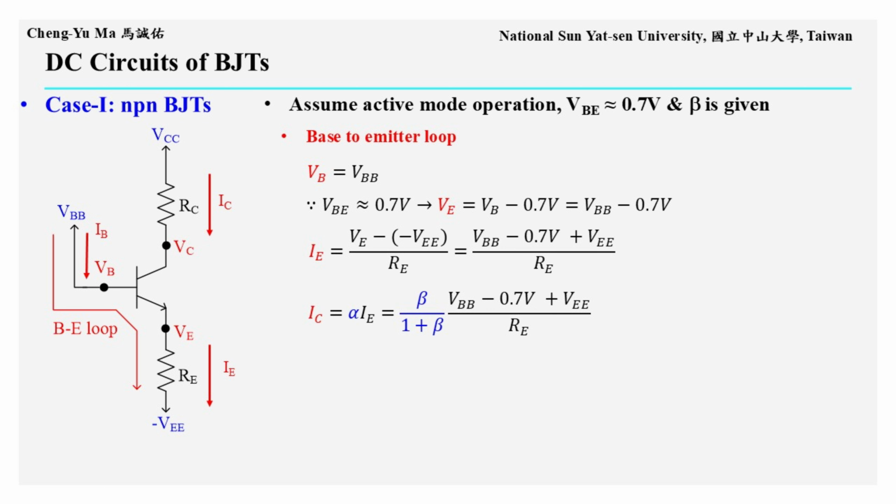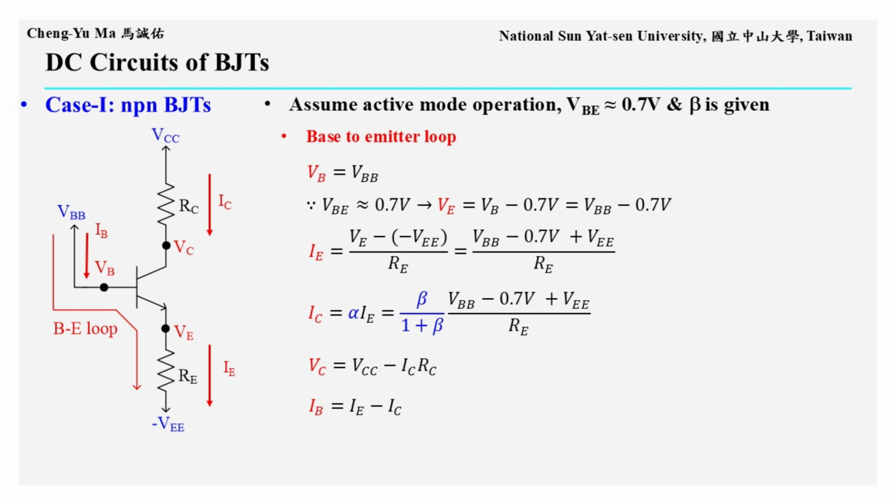IE equals the voltage across RE divided by RE. The voltage across RE is VE minus negative VEE, which is the same as VE plus VEE. After substituting VE equals VBB minus 0.7 volts, we get IE equals the quantity VBB minus 0.7 volts plus VEE, divided by RE. After IE is found, IC equals alpha times IE, where alpha equals beta divided by the quantity 1 plus beta.